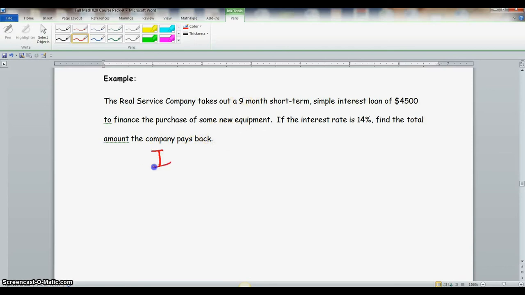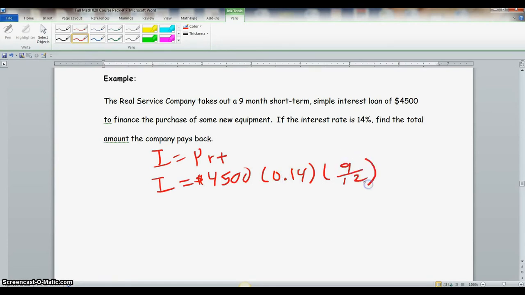So we have interest is equal to the principal times the rate times the time. The interest we don't know, so we'll leave that as I. The principal is the initial amount that we borrow. The rate is the interest rate, which is 14%, which would be 0.14. And the time, since we're dealing in months, it would be 9/12. Okay, we'll put all these values over 1. And we'll multiply all of our numerators, which will give us 5,670, all divided by 12.